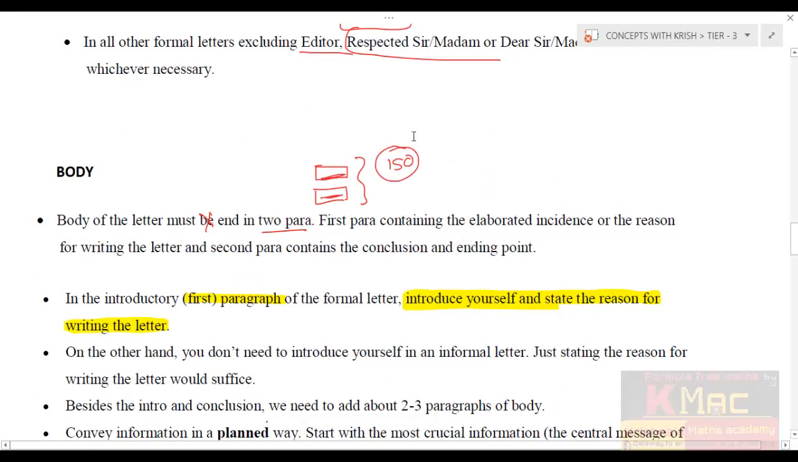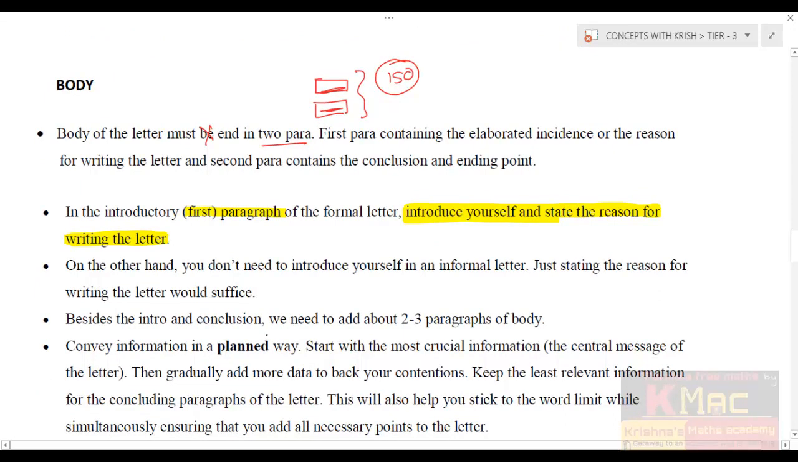The first para should contain the reason. It should also contain something about you, because since this is an official letter, the other person at the end should know about you, at least in brief. So the first para contains the reason for letter writing, and the second para contains the conclusion and ending part. In the introductory first paragraph of the formal letter, introduce yourself in just one line, and state the reason for writing the letter in one more line. So in 2 lines, or hardly 3 lines, you will end your first para.